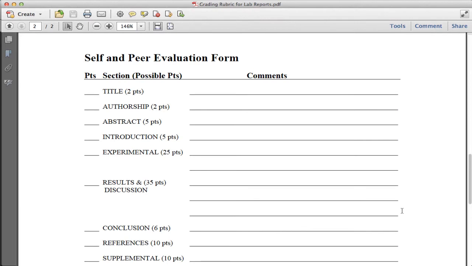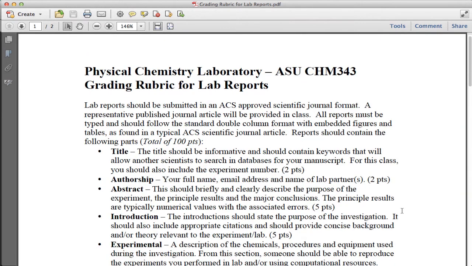So I hope this gives you a general sense for writing a lab report, and I'm going to follow this up with a couple of examples out of the literature, and I'll do that in a separate screencast.